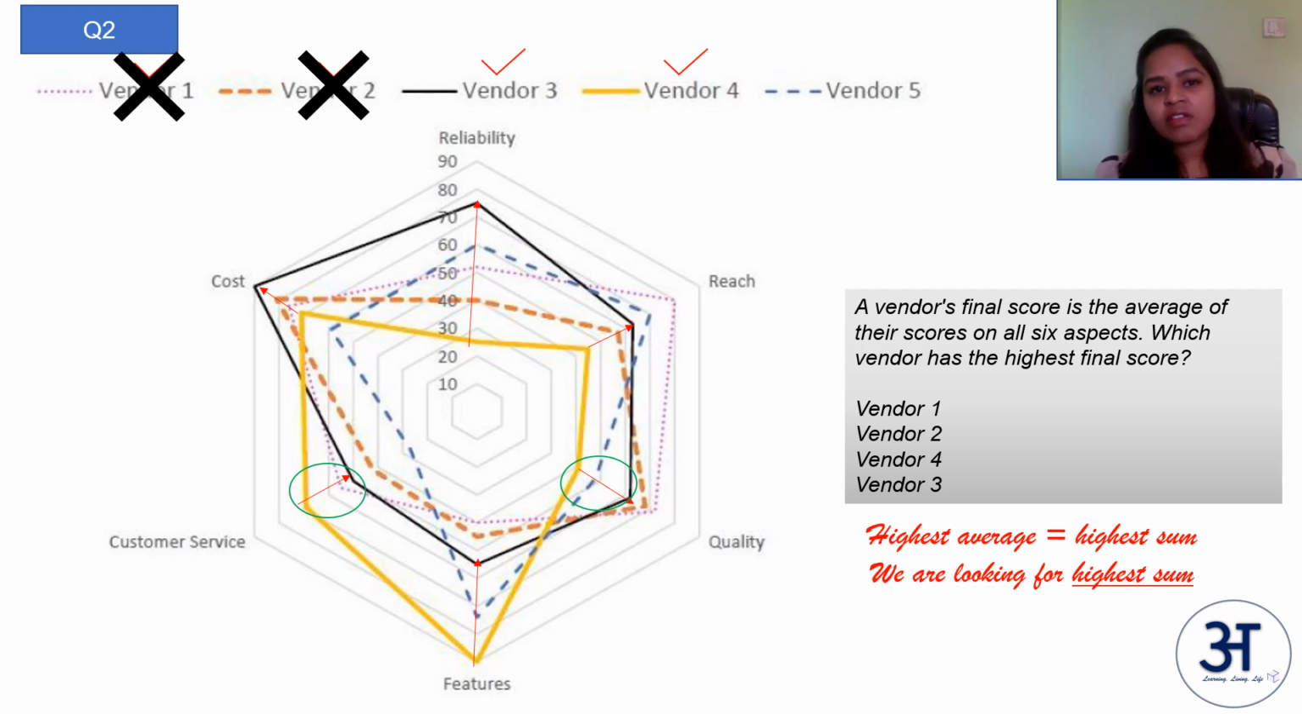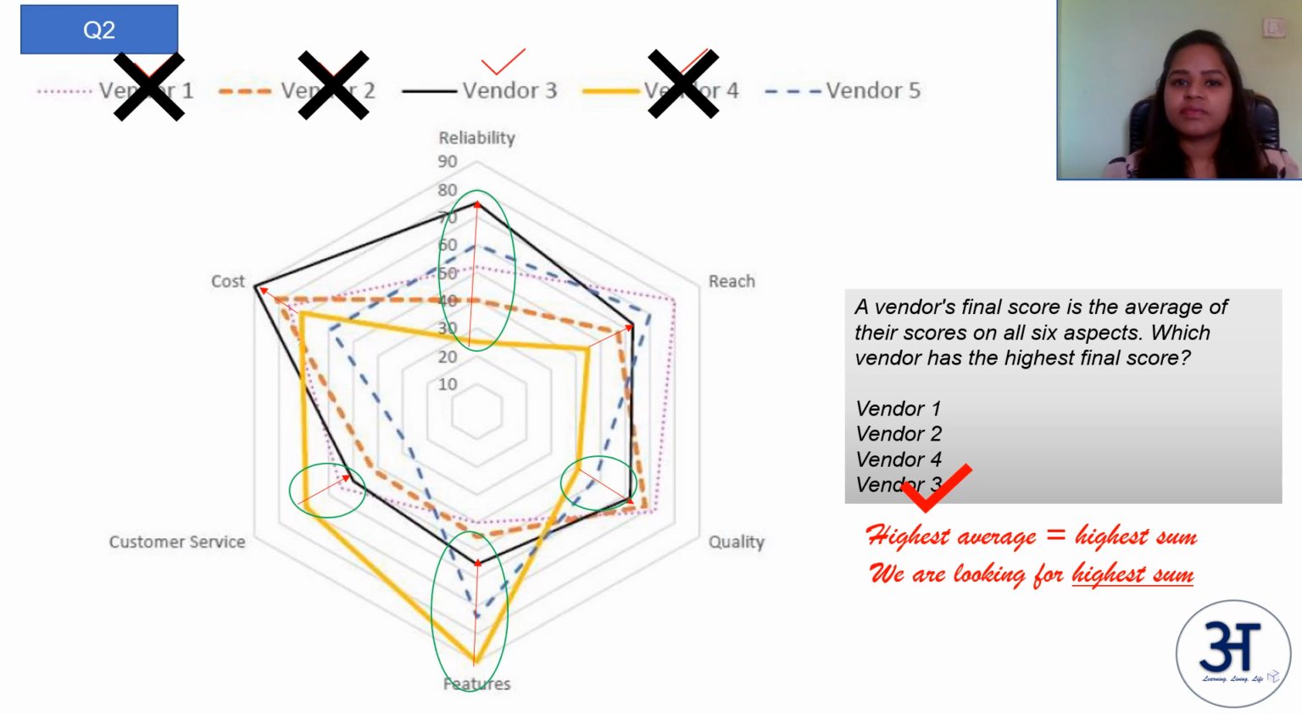So the customer service, however much vendor 3 is lower, is approximately equal to how much higher it is for quality. Maybe it is a little more higher in terms of quality, so those two get cancelled. Similarly, however much it is lower for features, that much and a little more it is higher for reliability. So definitely these two will cancel, and vendor 3 is still leading. Apart from that, cost and reach are higher for vendor 3. So again, vendor 3 is greater than vendor 4. So vendor 3 is your answer. So we solved this without any calculation.